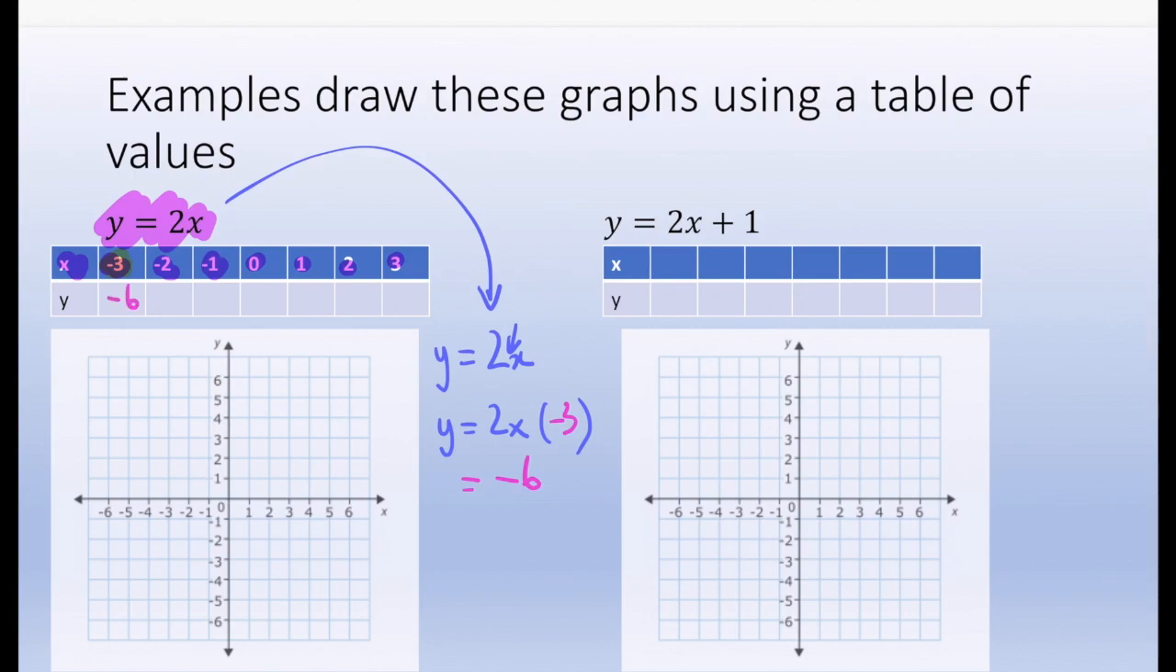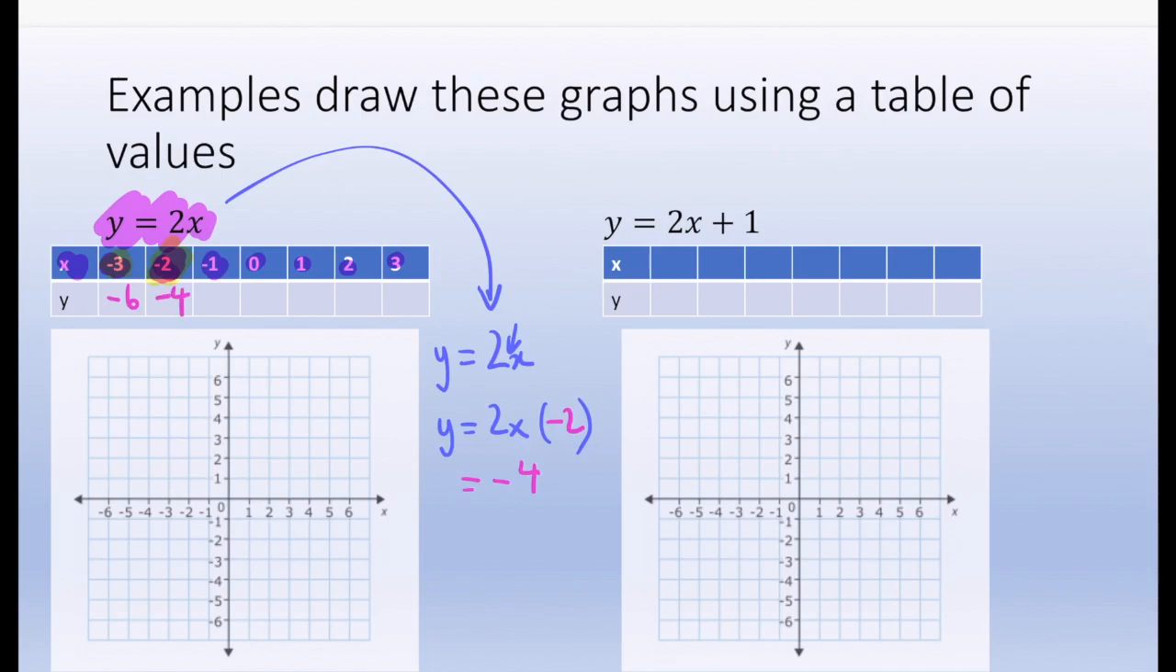Now, I'm going to take the -3 off and put the next value in. So the next value is -2. So I'm going to put -2. So simply I'm just going along the table of values. So I've got -2 there. Can you see that I'm doing -2? And 2 times -2 is -4. So I'm going to put -4 as my answer there.